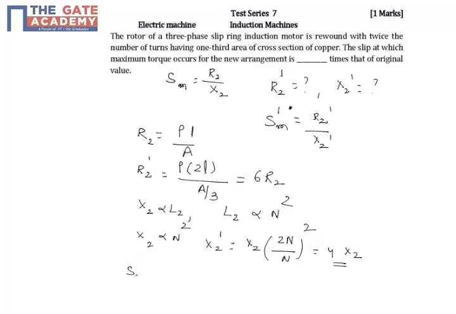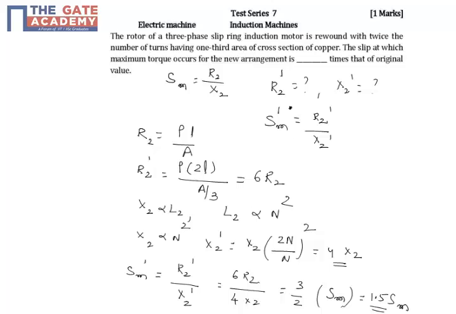Now SM dash is equal to R2 dash by X2 dash. So this is equal to, R2 dash means 6R2 by 4X2. So this is 3 by 2. R2 by X2 is nothing but SM. So that means 1.5 times the original value of slip corresponding to the maximum torque.